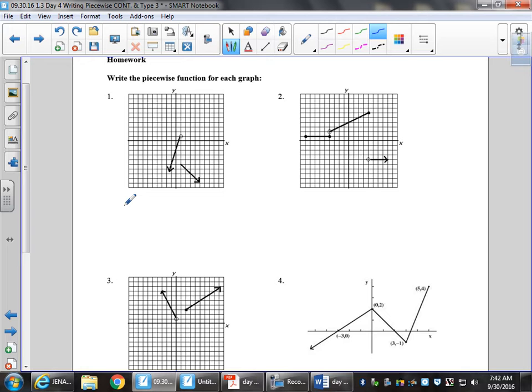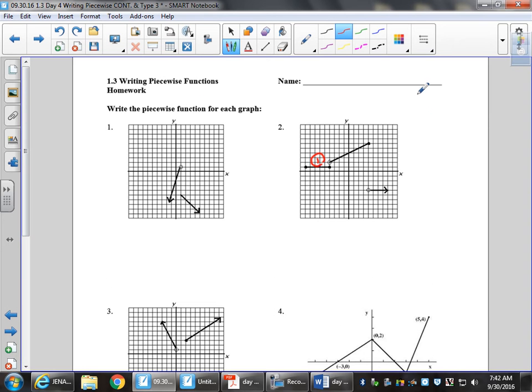Okay, and we are back. So we wanted to do number 2. I hear a vote for 2 and 4. Is that good? 2 and 4. Okay. So let's look at number 2. So we'll look at piece 1 first. What are our thoughts on piece 1? What kind of piece is this? Increasing, decreasing? It is constant.